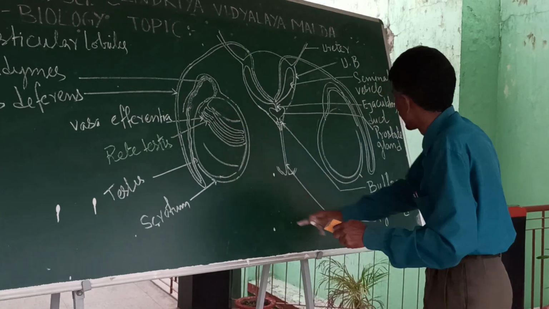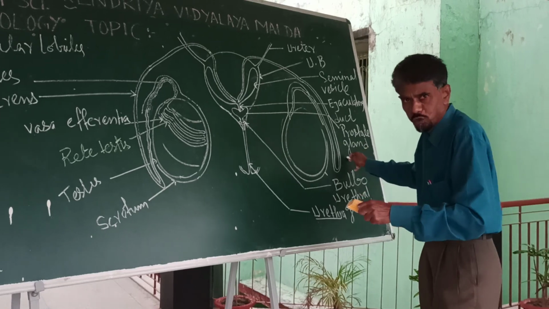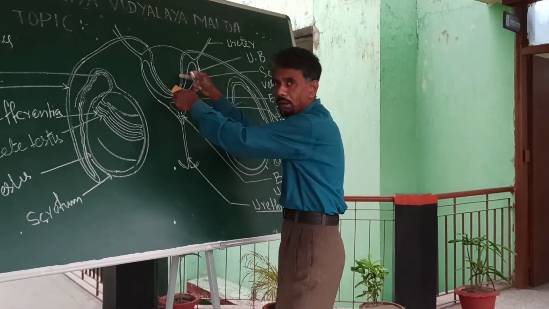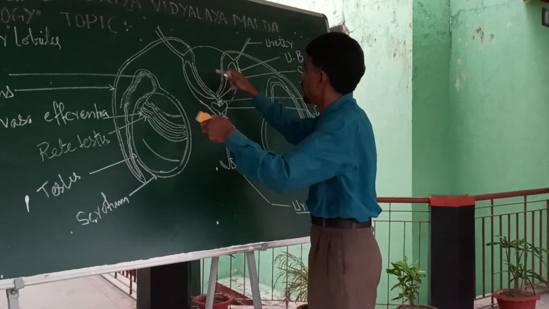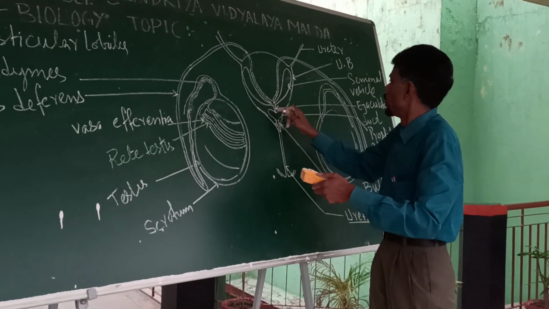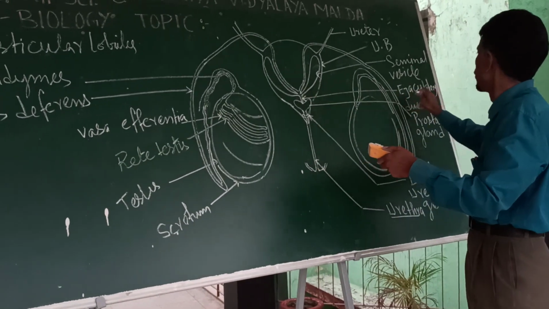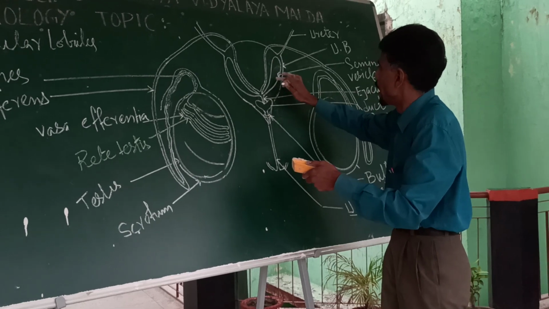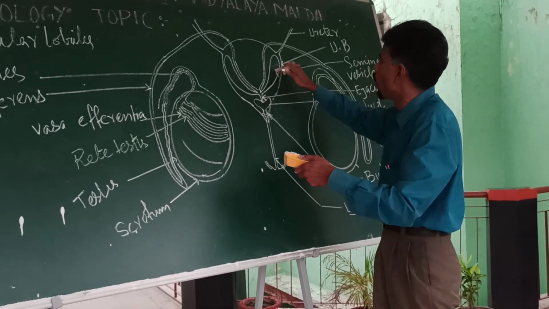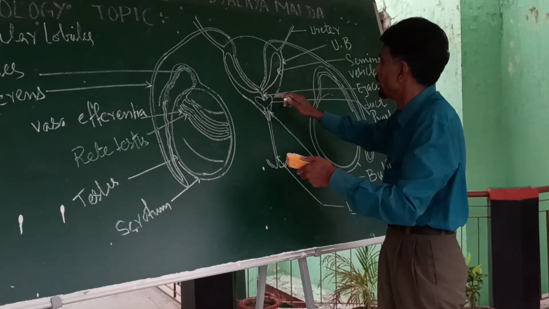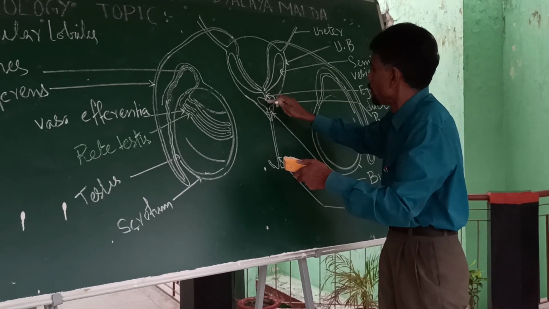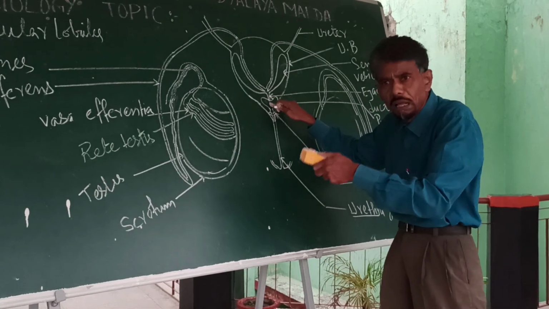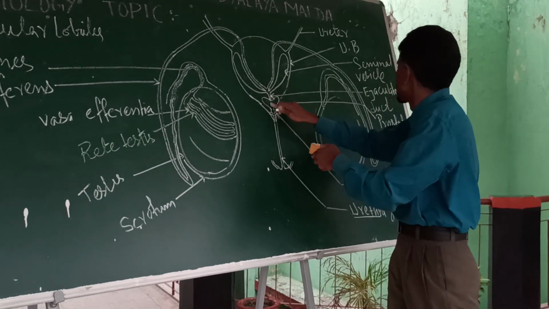One vas deferens from each testis makes a loop over the urinary bladder and enters the ejaculatory duct. Here, in this ejaculatory duct, a pair of seminal vesicles also enters. The ejaculatory duct passes on the way through another very important gland called the prostate gland.